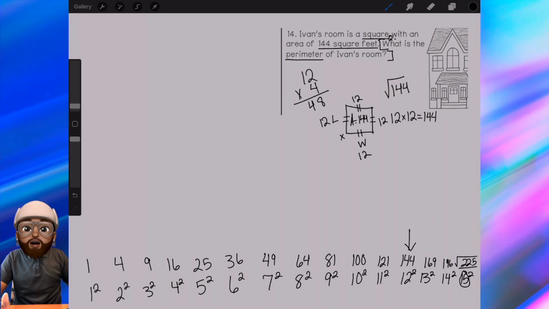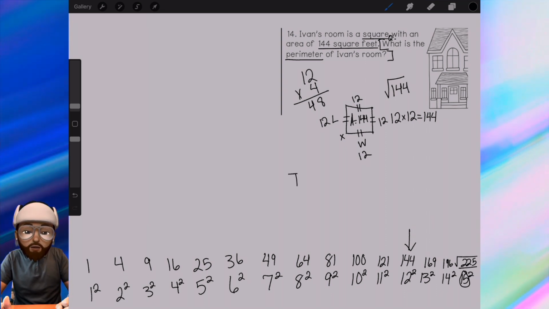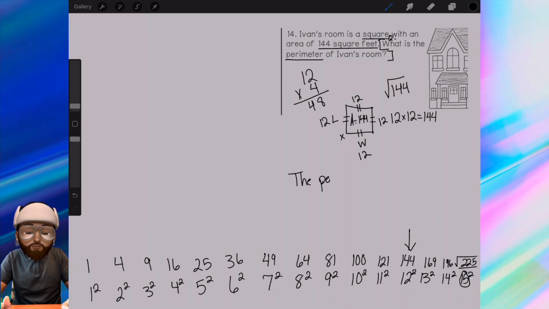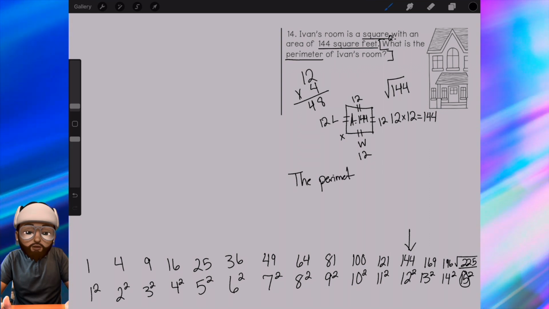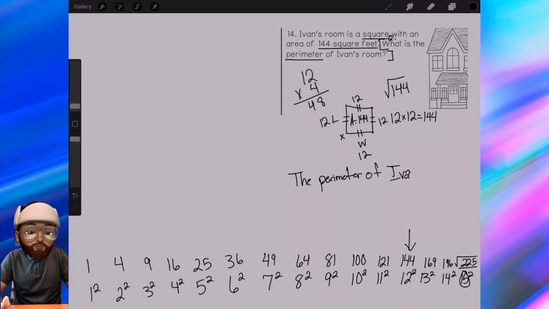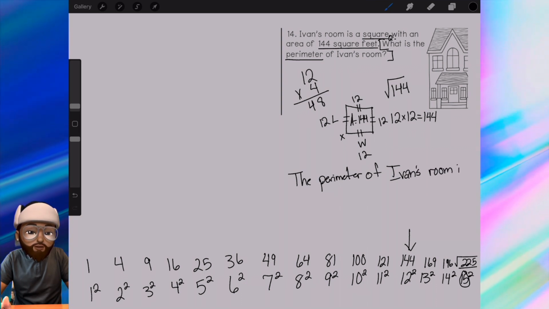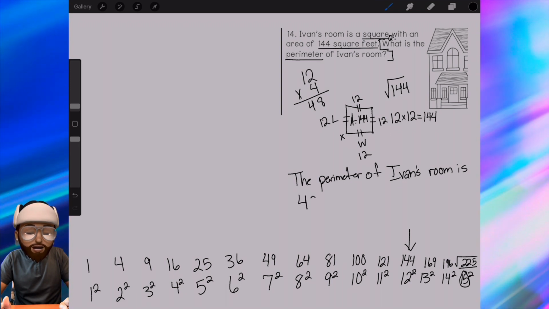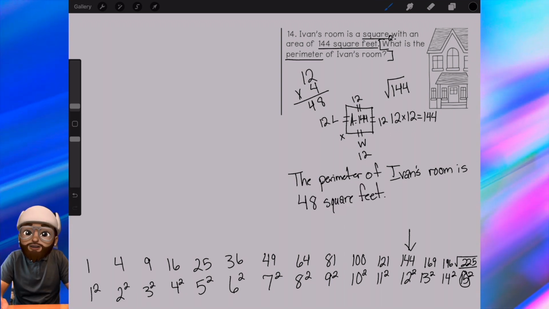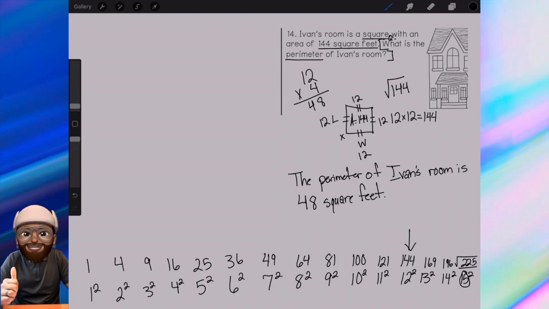Therefore, when we're solving this, we can say the perimeter of Ivan's room is 48 feet. And there we have it. We're all done. Good job.